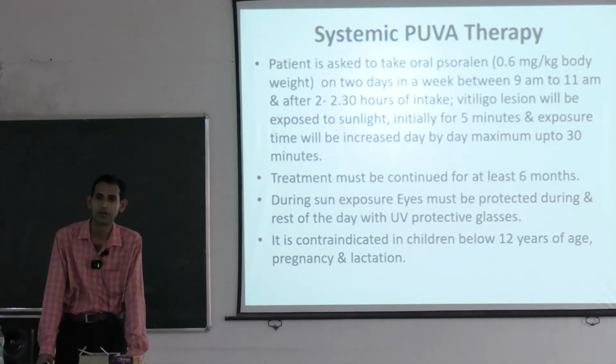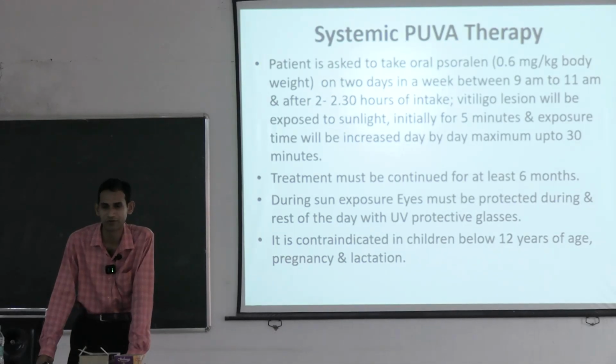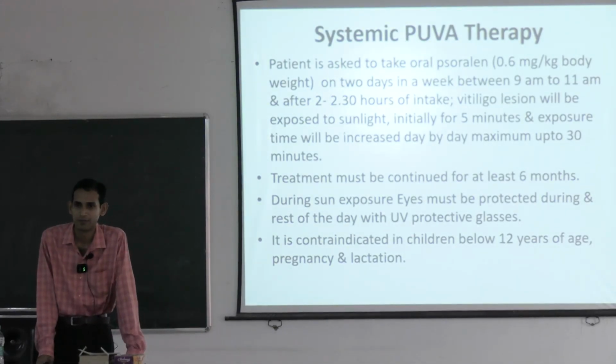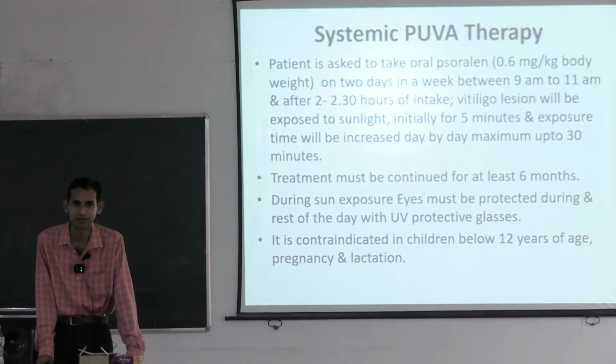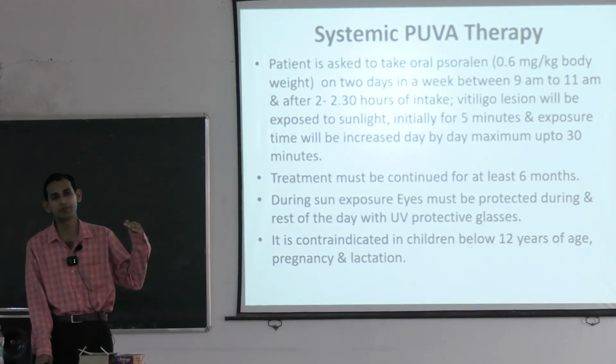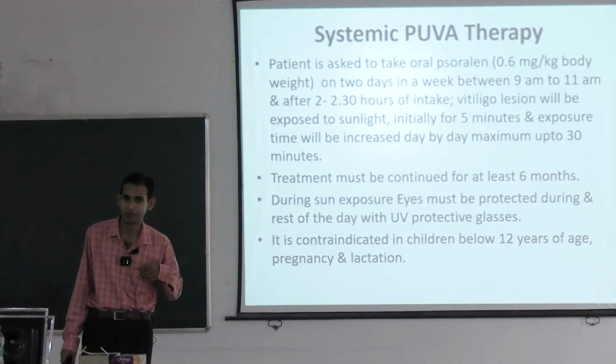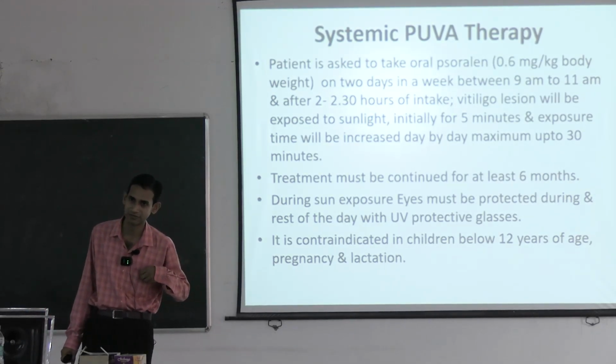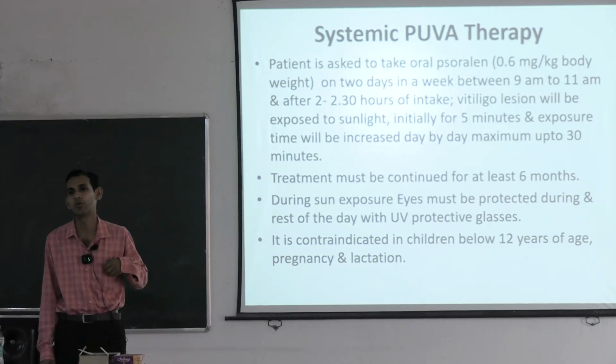As I have already told, there are many drawbacks of systemic PUVA therapy. First of all, it is not given in children because of the high risk of development of cataract formation. It is also contraindicated in pregnant or lactating mothers, and there is a high chance of GI side effects. Systemic PUVA therapy can also produce phototoxic reactions, and with long-term exposure there is a high chance of development of cutaneous malignancies. It is not applicable to children below 12 years of age.